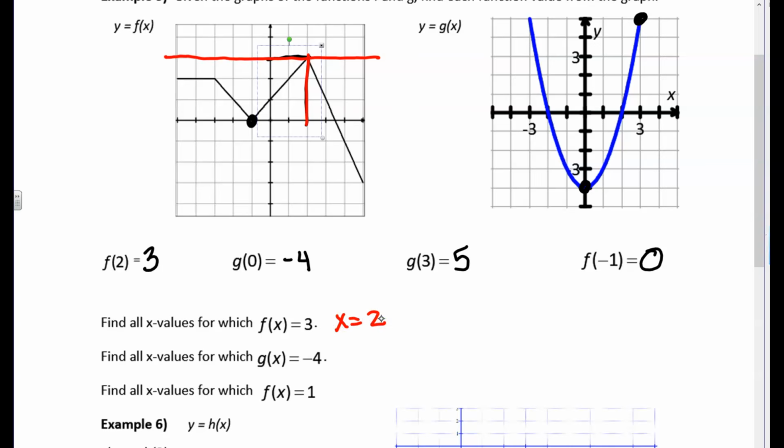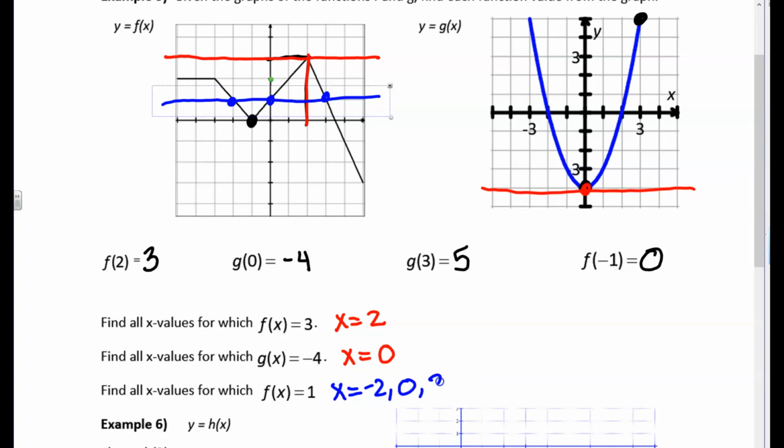So let's look at it for the g value. When I find all the x values for which g of x is -4, go to -4, draw a line across. Again, I only have 1 on this one, and my answer here is x equals 0. Now let's look at when y is positive 1. I go to +1. I draw a line across, and this time I actually have 3 solutions. I have -2, 0, and 3. So x equals -2, 0, and 3. It's possible to get multiple answers with these.